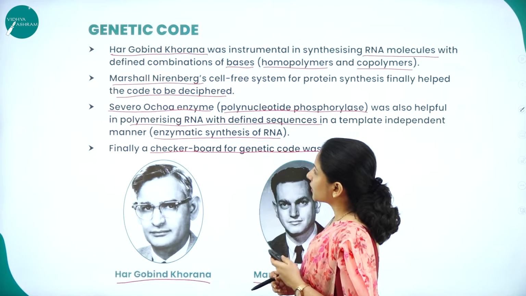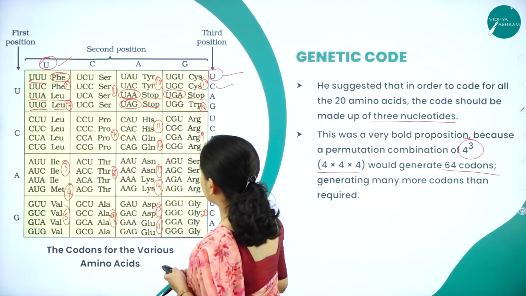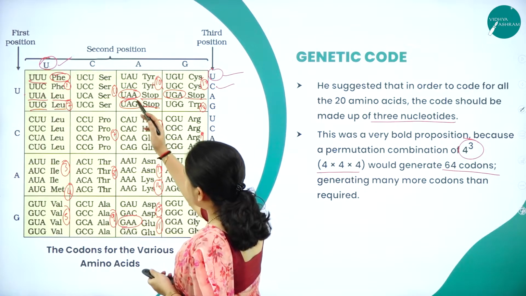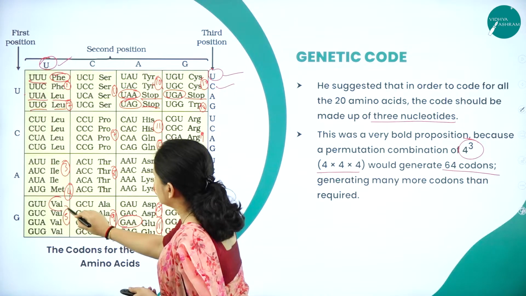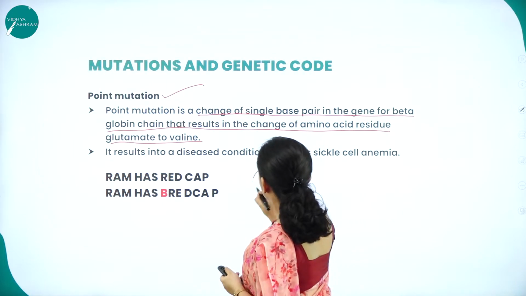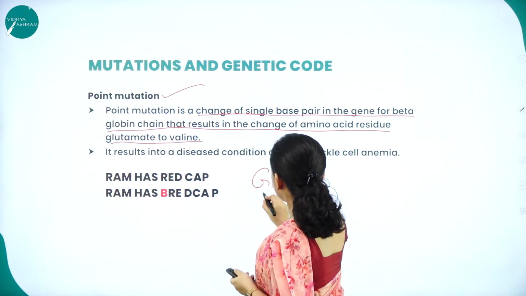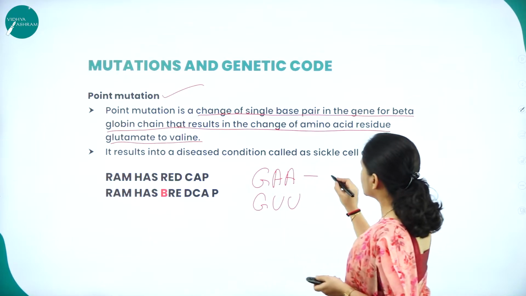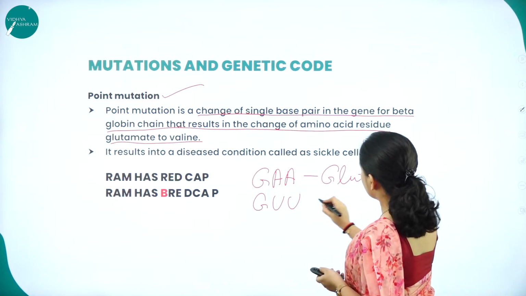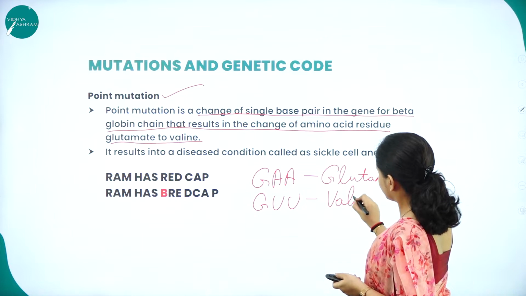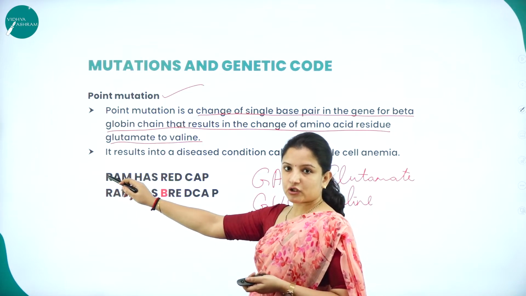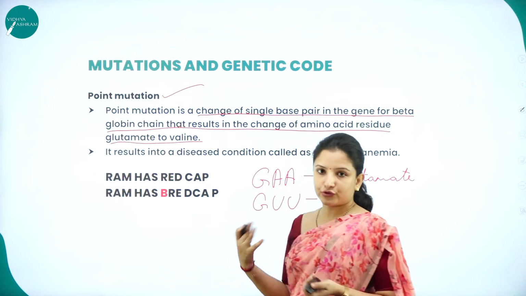Now I'll show you what is coding for glutamate. Say for example, GAA codes for glutamate, and for valine we have GUU. So GAA codes for glutamate and GUU codes for valine. Here I have not put the same, because in your NCERT textbook they have given it like this for you to easily understand.